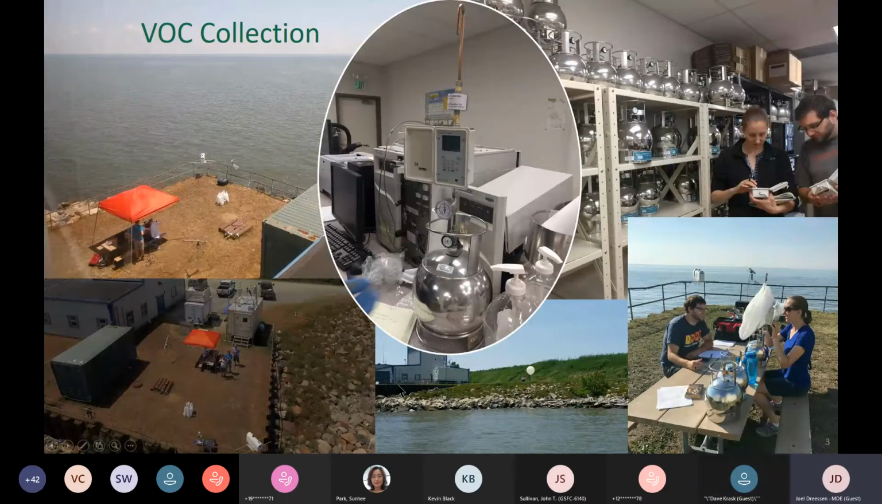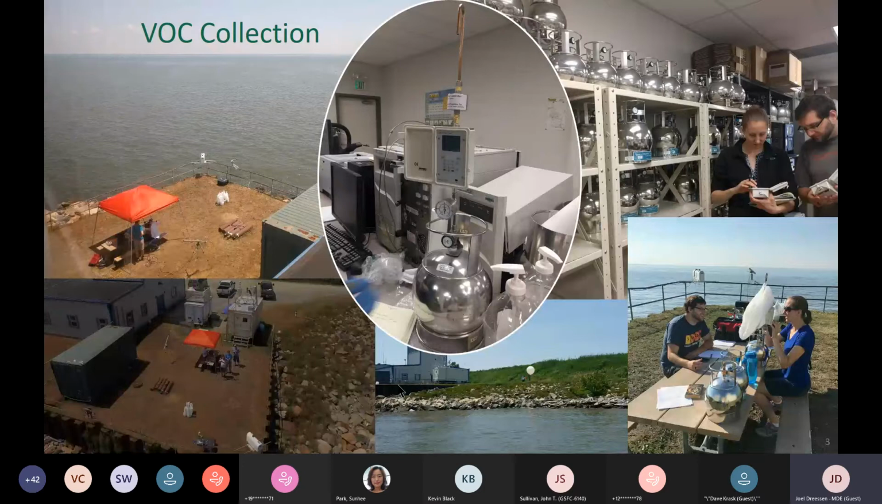So VOC collection, a 3-hour period, 4 times a day. There was a collection a few days where we only had 1 canister. That was due to logistics. And then there was another day where we actually got a sample overnight to see what was going on during a prolonged episode from like 3 to 6 a.m.